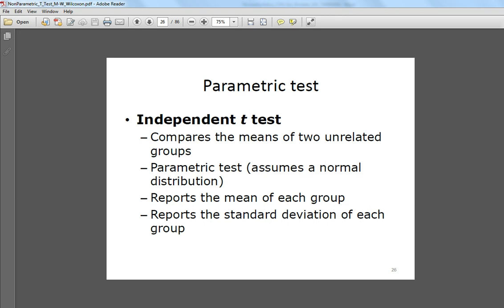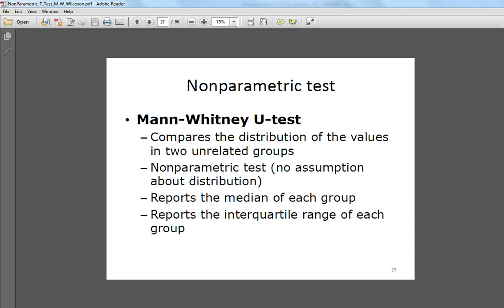It has two means from two unrelated groups. It's parametric. It assumes a normal distribution, with the key concept that it utilizes the features or characteristics of a known population. How do you know? Because it will report the mean of each group, and it will also report the standard deviation of each group.